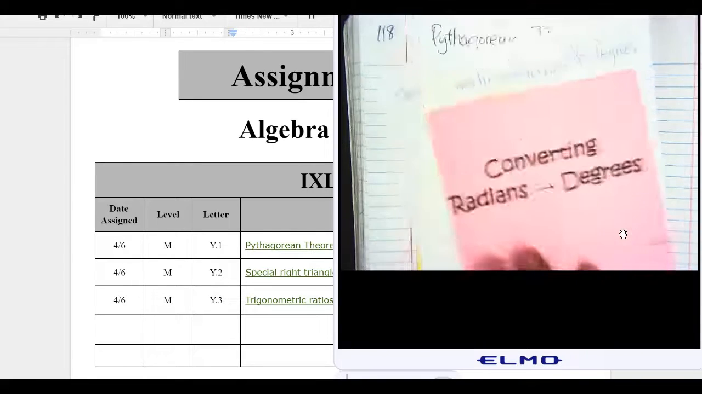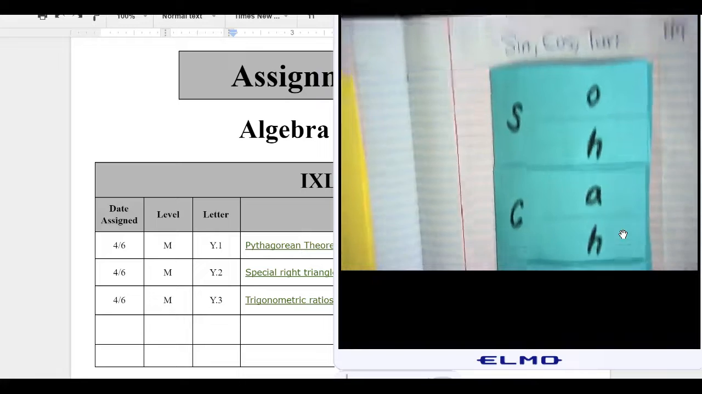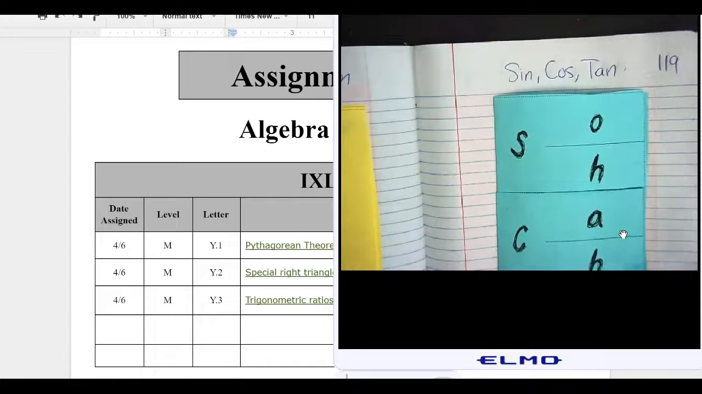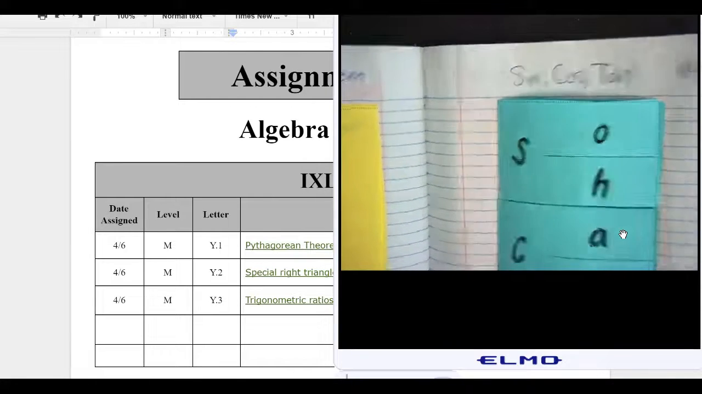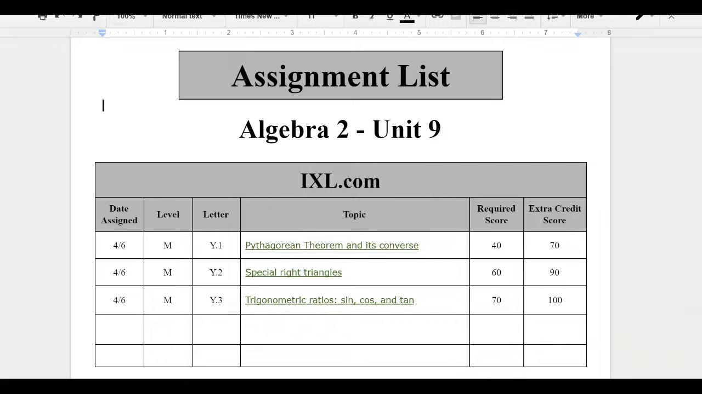Okay, so what we're going to focus on is actually this page, SOHCAHTOA, or sine, cosine, and tangent. And I'm going to show you how to do IXL, because for tonight's assignment, you're going to be doing IXL. You're going to be doing the special right triangles IXL, and the trigonometric ratios, sine, cosine, and tangent. We've already done the special right triangles in class.